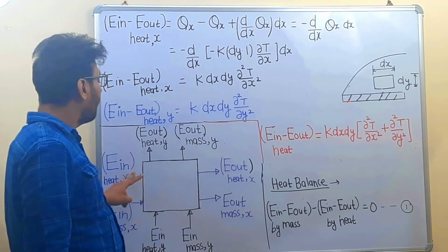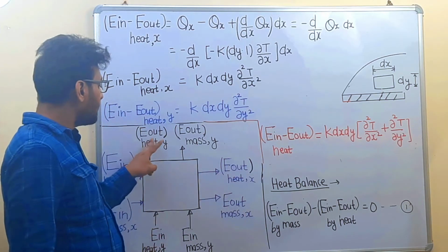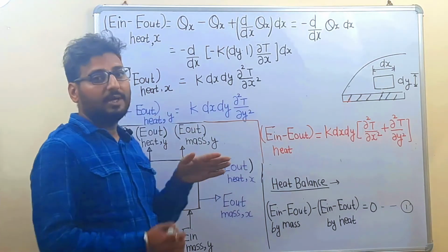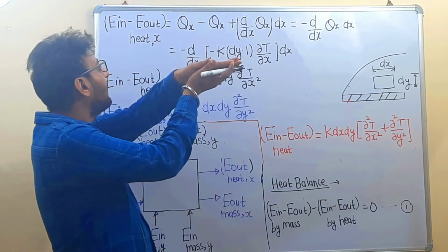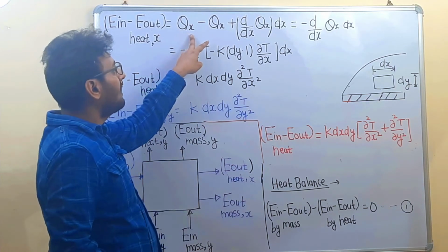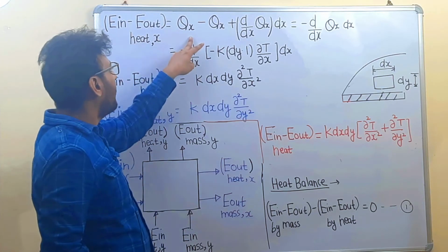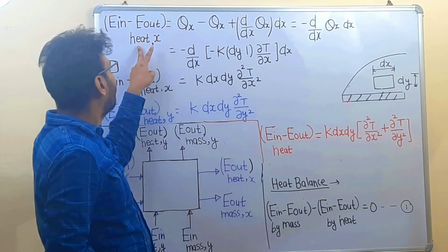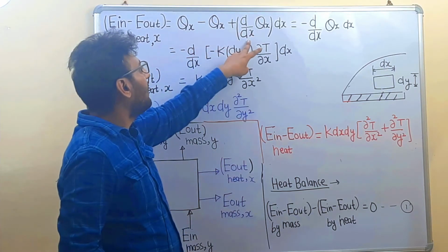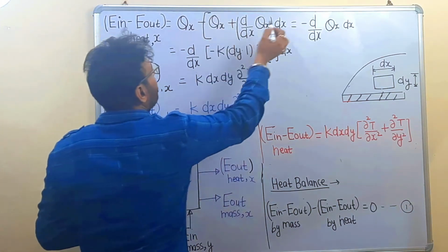E in minus E out by heat in x direction and E in minus E out by heat in y direction. As we already know, heat transfer between two layers can take place by conduction, and the heat transfer rate by conduction is given by Fourier's law of heat conduction. So E in is Qx, E out by heat in x direction is Qx plus d upon dx Qx into dx. This is by Taylor series expansion.